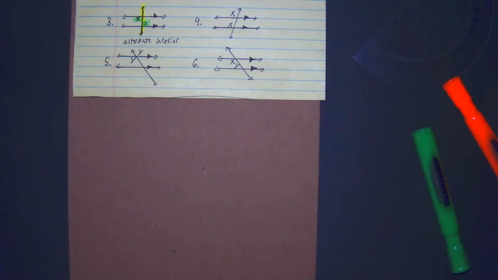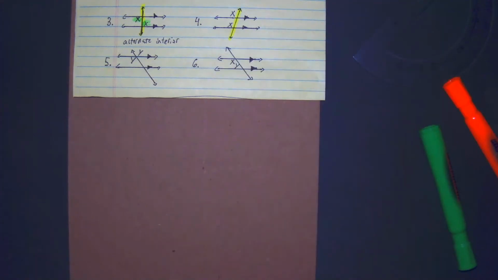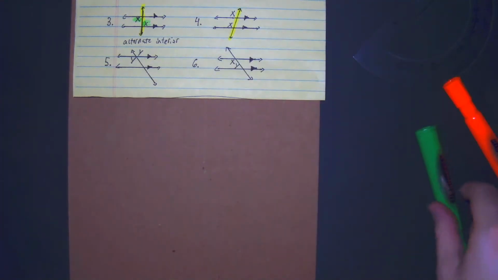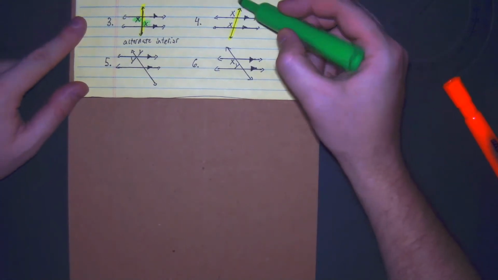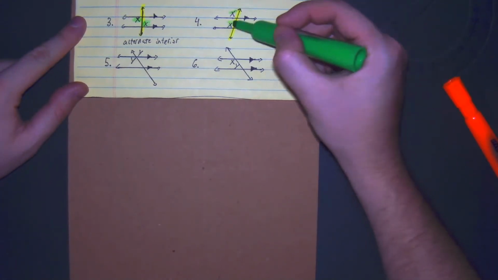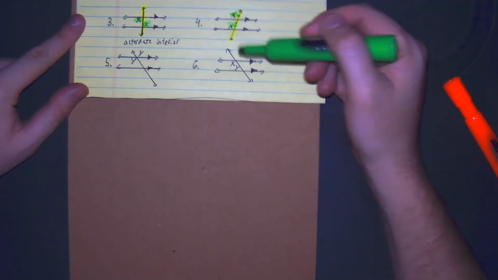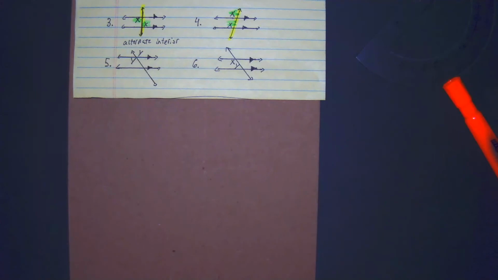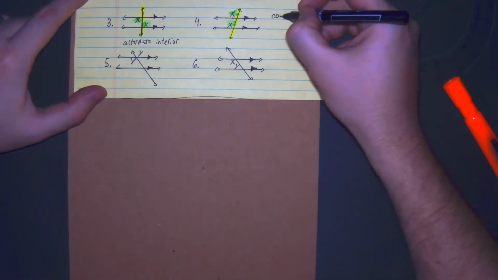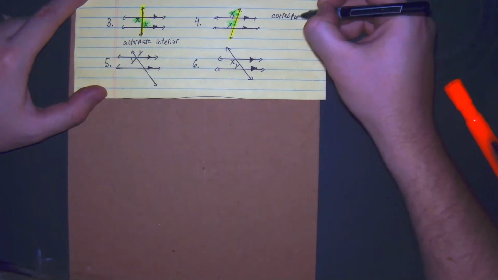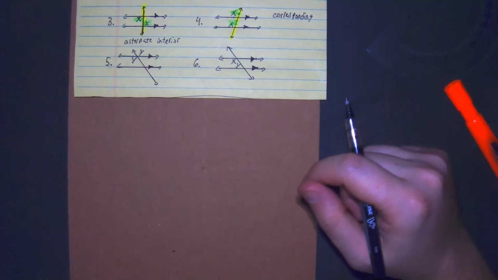Number 4, we have a transversal, 2 parallel lines. Looks like the angles are in the same exact position, so they're both equal due to the parallel lines. We would call these 2 x's corresponding angles. So that would be corresponding angles.